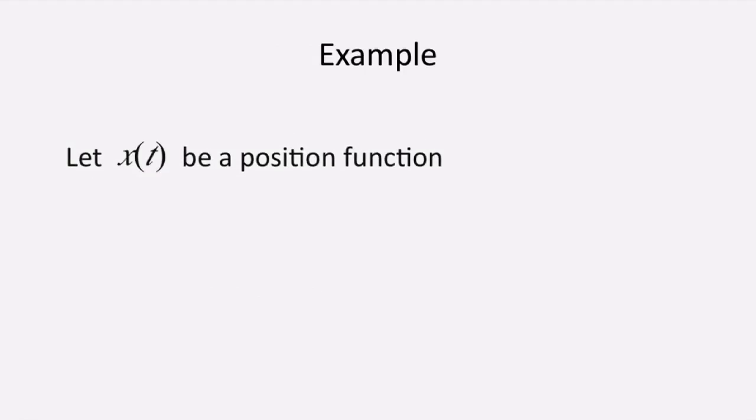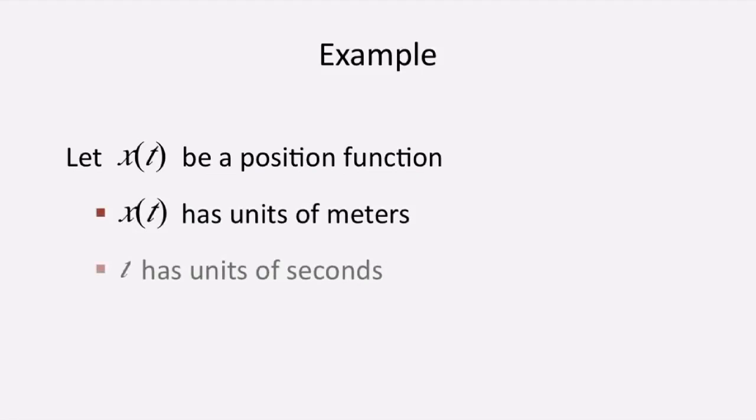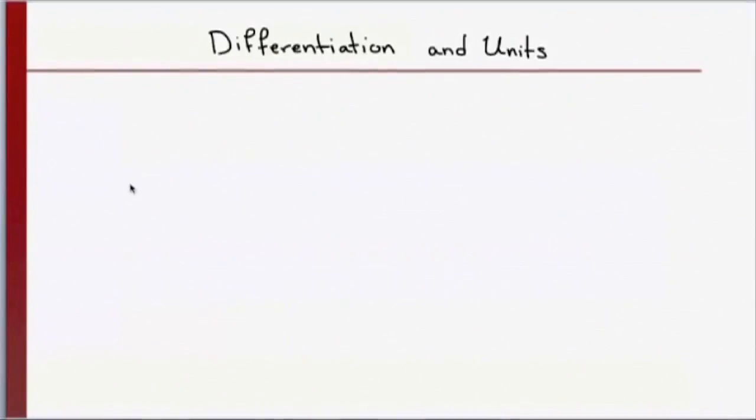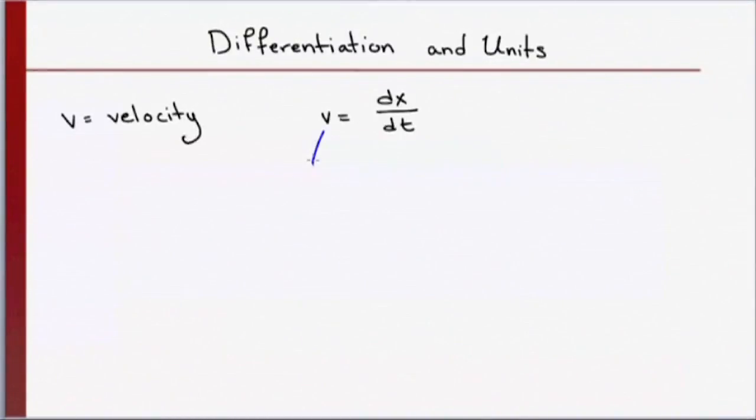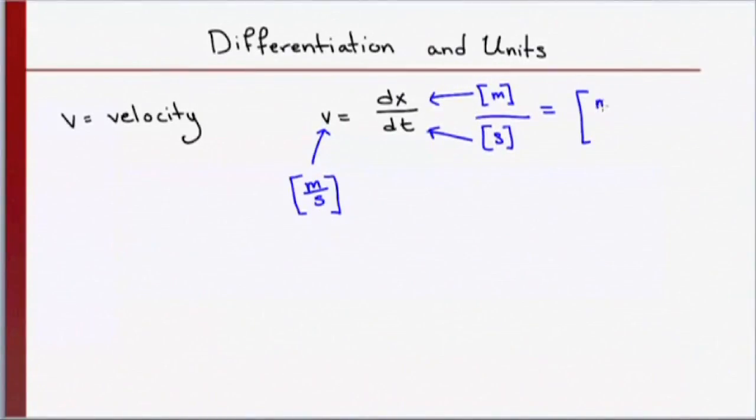So let's do an example. Let's consider the position function x of t with units of meters, where t is time with units of seconds. Then velocity is the time derivative of position, v equals dx/dt, and has units of meters per second. Let's look at how the notation is consistent with our physical interpretation. dx has units of meters, and it is being divided by dt, which has units of seconds. So dx over dt should have units of meters over seconds.